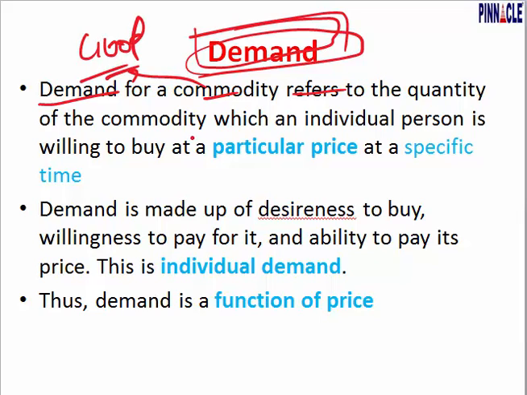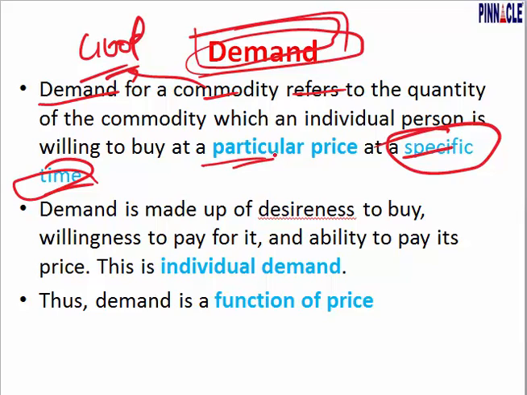It refers to the quantity of the commodity which an individual person is willing to buy at a particular price at a particular, specific time. At a specific time, this is also important, and at a particular price. At the given price and at the given time, if a person is ready to buy, then we call it the demand for that commodity. But if he is not ready to buy at that time and will buy in the future, we cannot say that demand is there in the market.